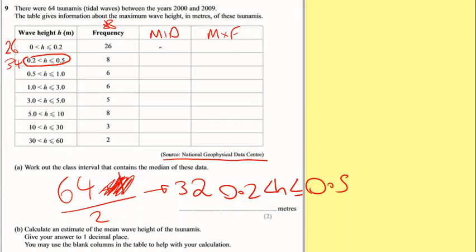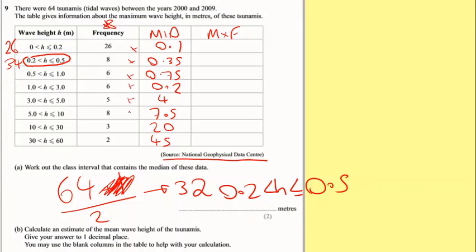So let's just do my midpoint right away. So this is 0.1, then it's 0.35, 0.75, 0.2. This one here is 4. That one there is 7.5. This one here is 20. That one there is 45. And then it's your midpoint times frequency.